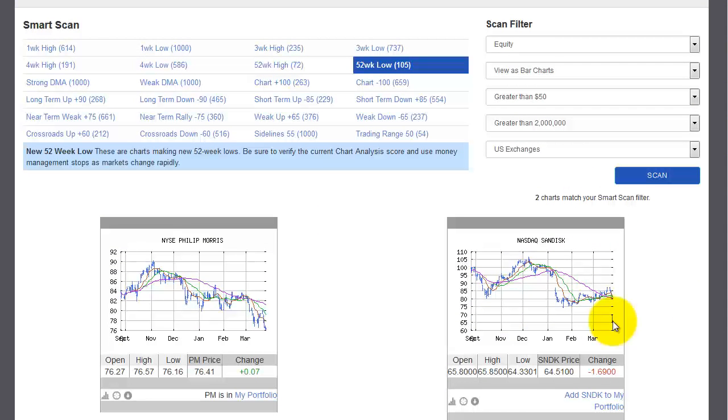SanDisk, I would say if it closes at or close to its lows, 64.33 was the low. If it closes at or close to those, I want to be short for the weekend. And also Philip Morris, if it closed at or close to its lows. The lows today were 76.16. I would say if it closes close to there, I'd want to be short this market. So there are the 2 shorts. We got 4 longs. Let's see how it works out.